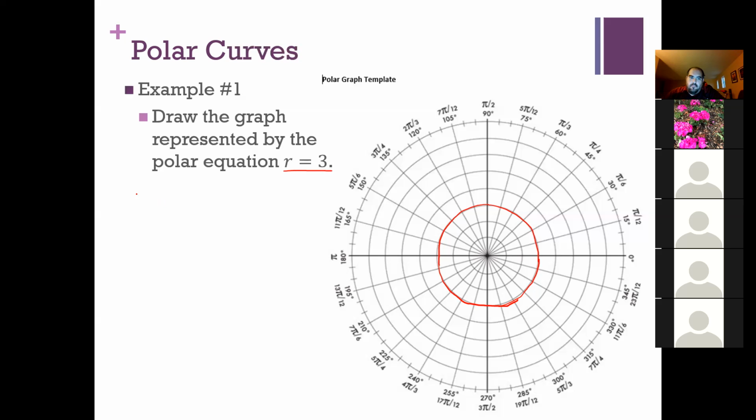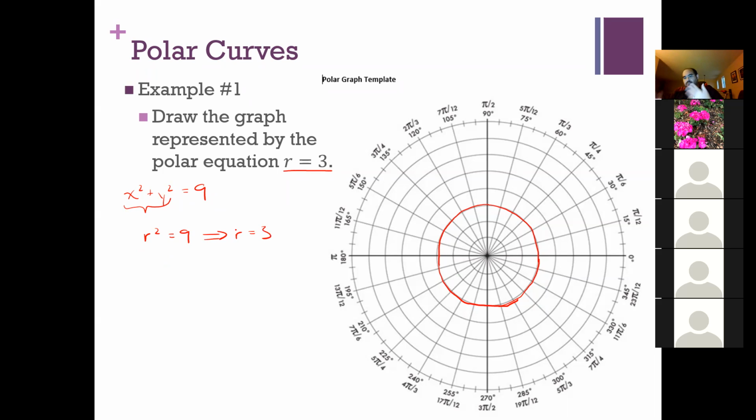Like x squared plus y squared equals 9. If you remember back just last slide, we showed through the Pythagorean theorem that x squared plus y squared just equals r squared, right? So I get r squared equals 9, which is the same thing as r equals 3.